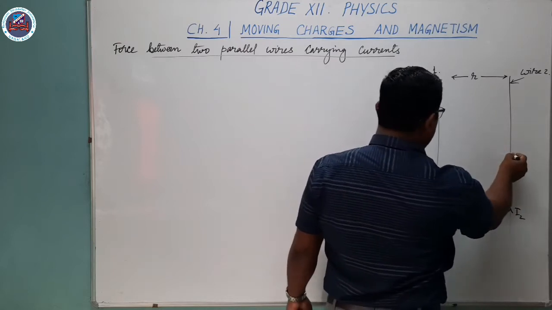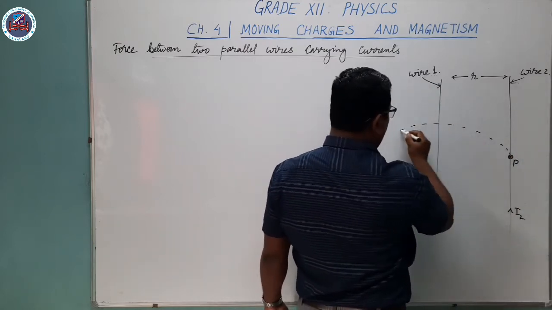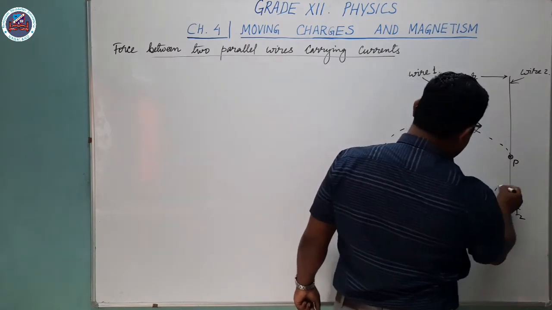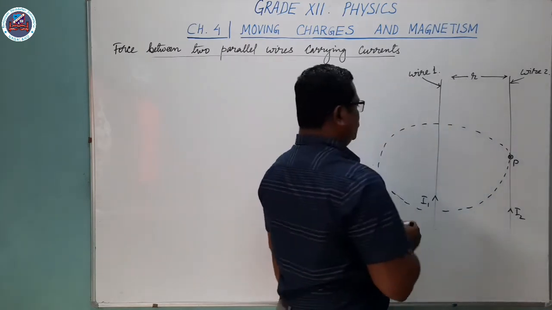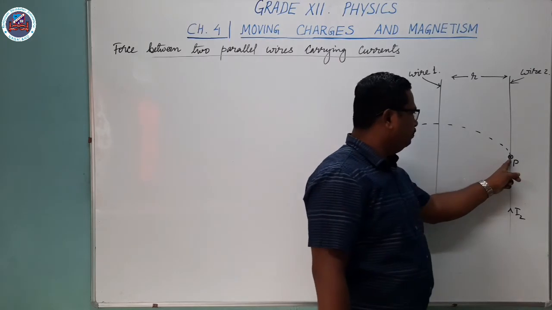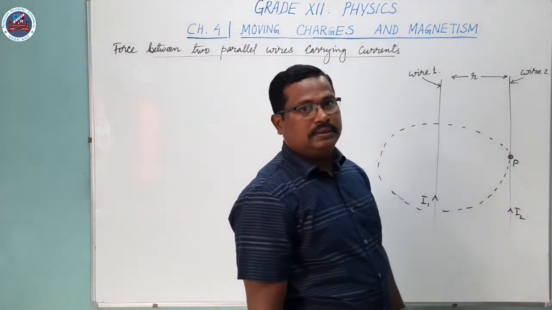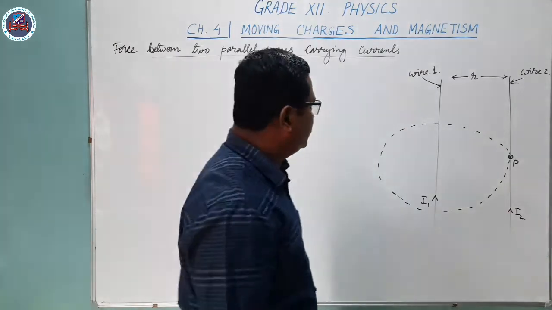So the magnetic field will go this way. You don't have to draw this circle, but you should know that at that point the field is passing. So what will be the magnetic field at point P due to wire 1? That you have to first find out, the magnetic field strength.